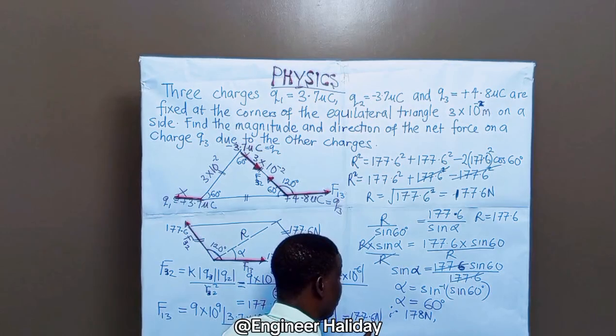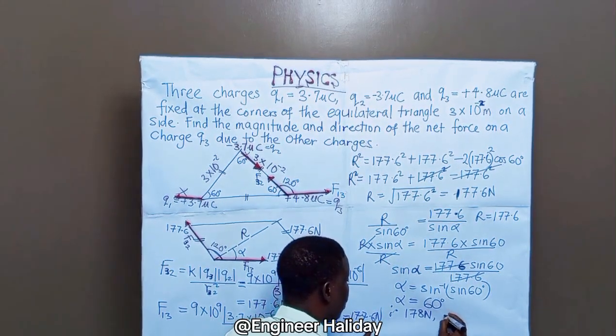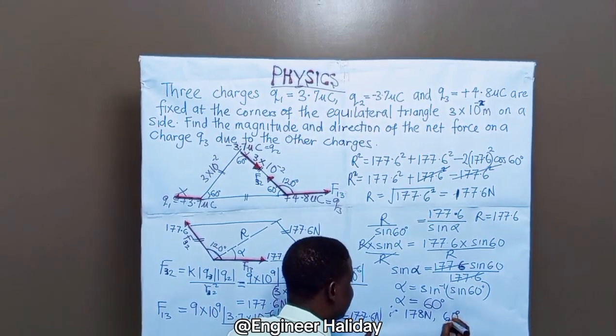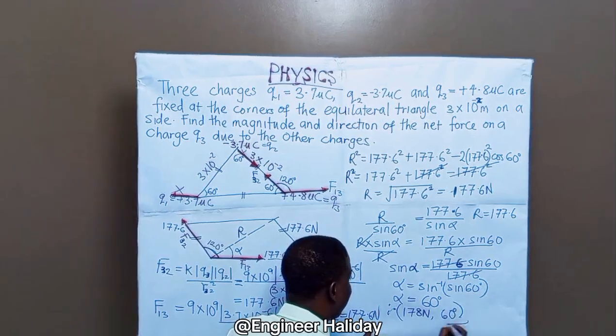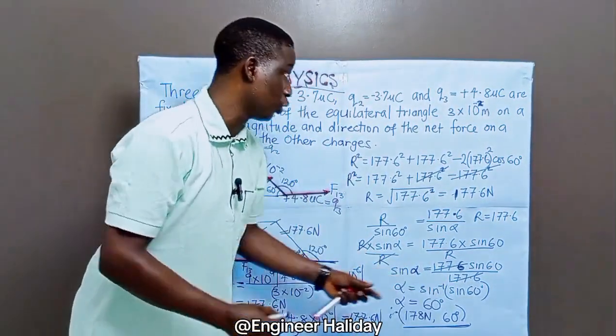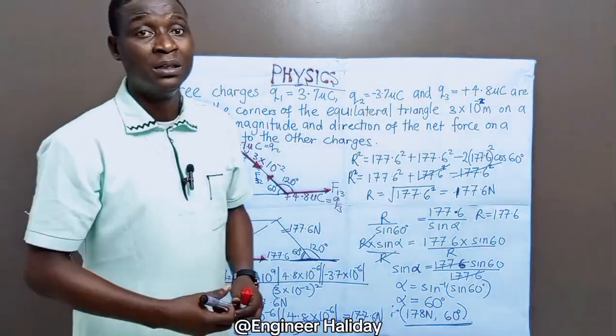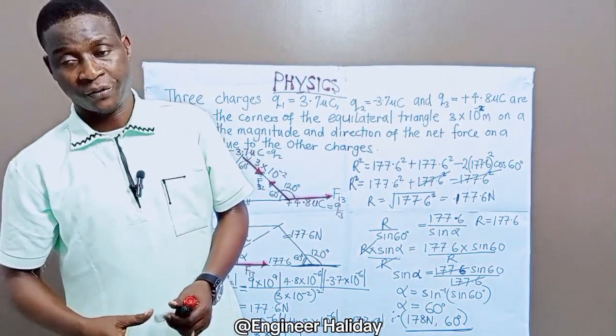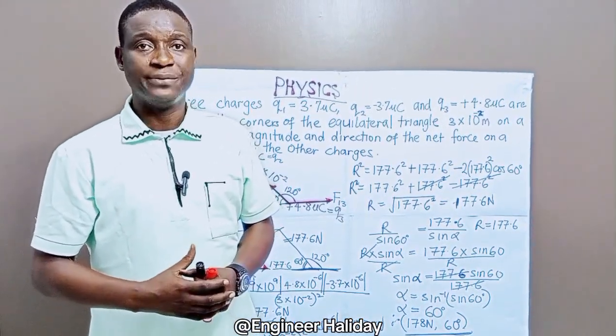To the whole number, if we convert it to a whole number, then the direction is 60 degrees. So this is our answer for the resultant and the direction of the triangular electrostatic force.